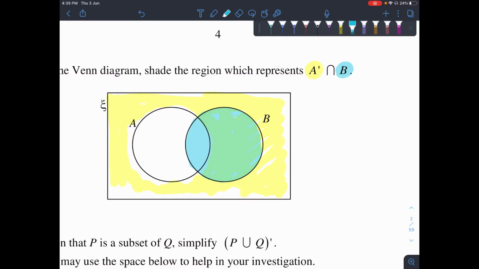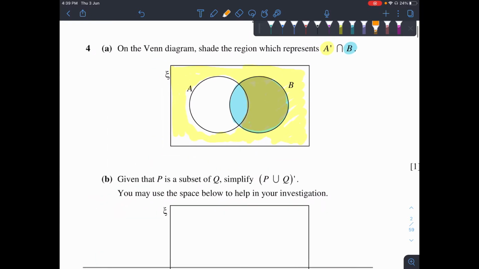Okay, so all we need to find is the area in which the two colors overlap, and that would be this area over here. Okay, so the answer would be the area which is shaded in orange over here.